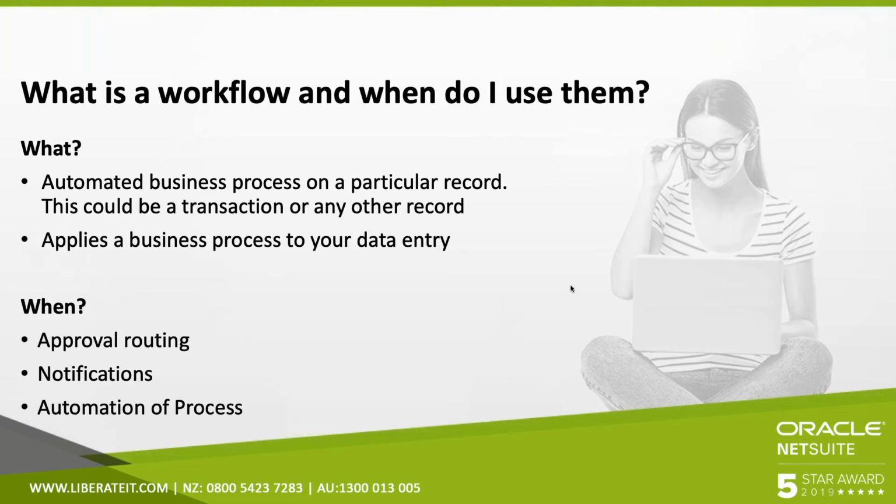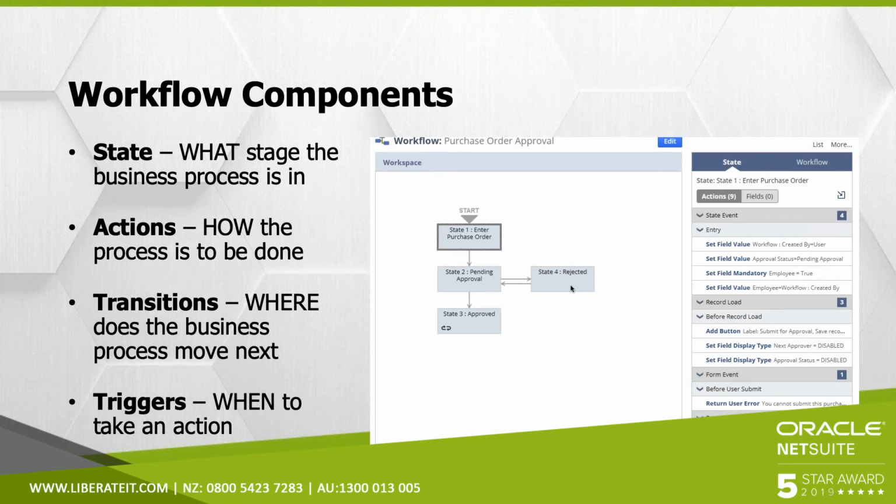So let's have a look at what a workflow record or the workflow components are. You'll see that in my live demo when I point them out, but it's good to get into the terminology. So when I talk about states, a state is what stage of the business process it is in. If we look at the example we've got here, a purchase order approval in that screenshot, we can see that the states are the ones that say state 1, state 2, state 3. So these are really the stages the workflow goes through: entering, pending approval, rejected, approved.